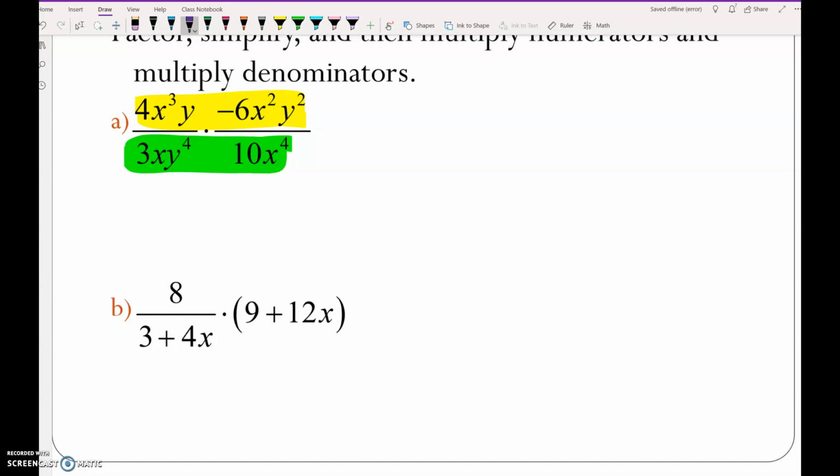So let's do that. If we're multiplying, combining this entire numerator together, 4 times negative 6 is negative 24. X to the third times x squared. What is x to the third times x squared? X to the fifth. And y times y squared is y to the third. On the bottom, 3 times 10 is 30. X times x to the fourth is x to the fifth. And we have y to the fourth.